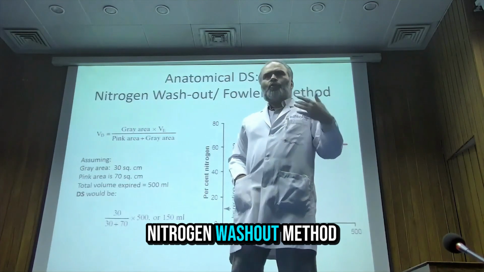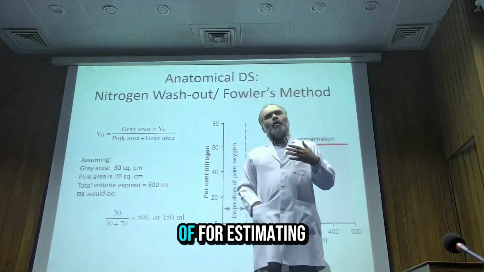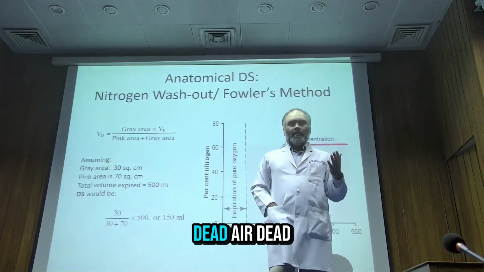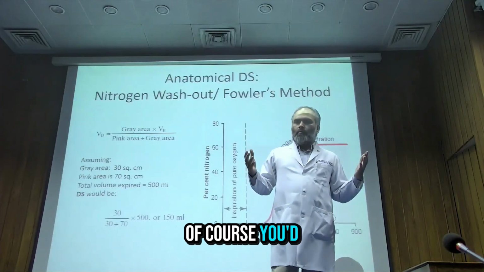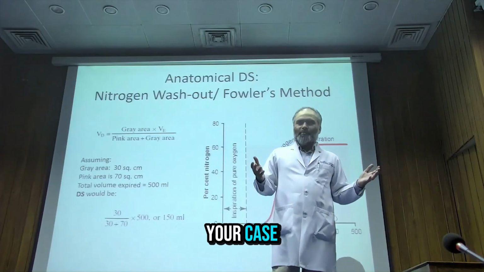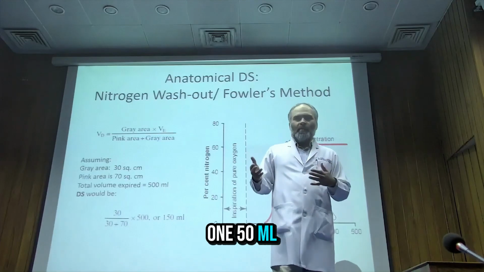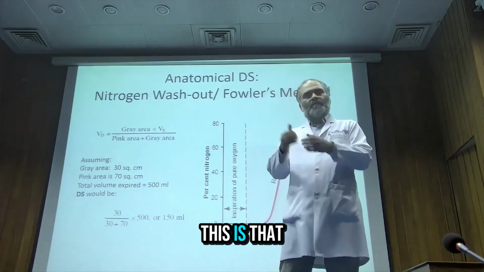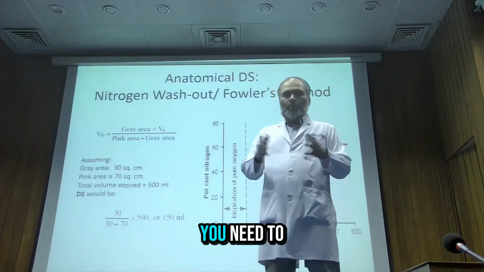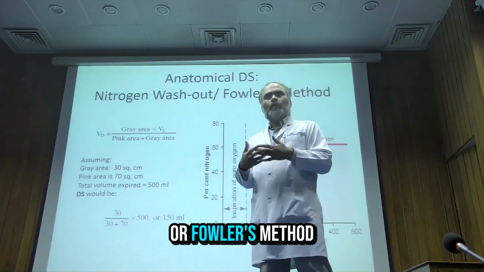This is the nitrogen washout method for estimating dead space. So of course you'd be curious, or maybe not in your case, where did the 150 ml come from? How did we estimate that? It's actually very easy. This is that method. It's given in Guyton, so you need to know. Nitrogen washout or Fowler's method.